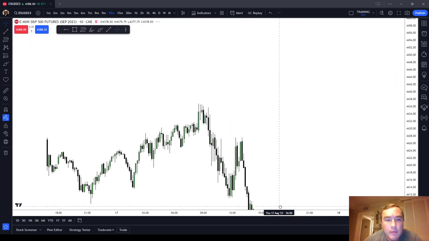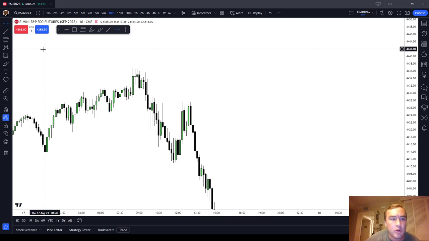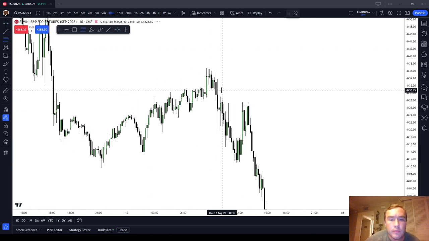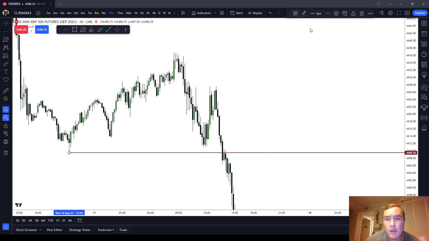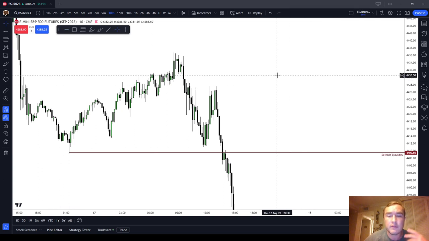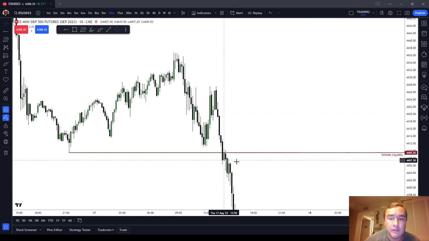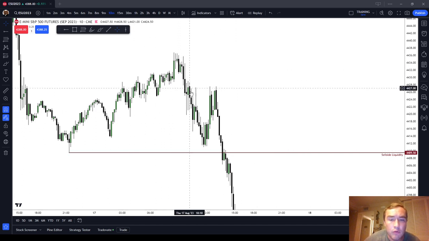Let me give you some more examples. Here we're on the 10-minute chart. So here, notice that the narrative was that the market was drawing down to this sell side liquidity. So what you want to do is you want to first have a narrative. Okay, the narrative is the higher time frame draw on liquidity. It's where you think the price's next objective is. So for example, we had sell side liquidity at 4409 spot 50, 4409 halves. And you could see that the market was drawing lower.